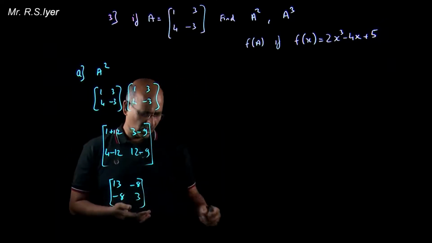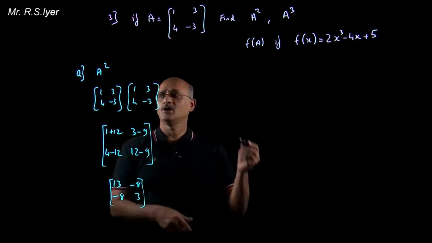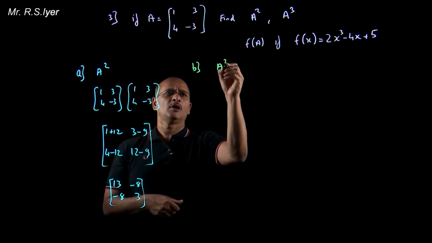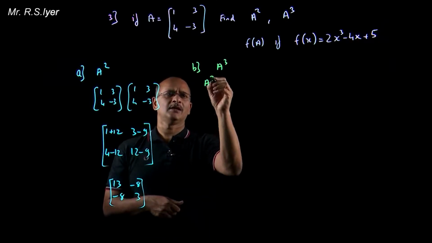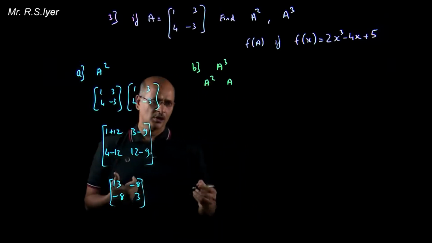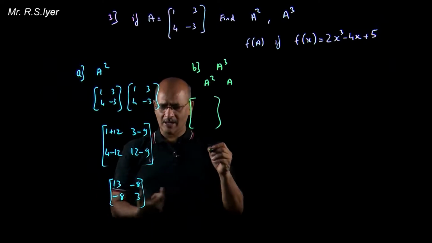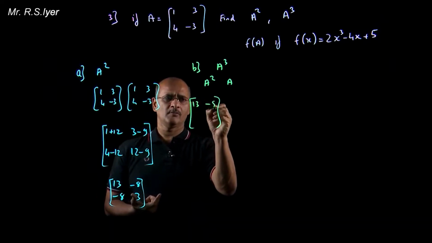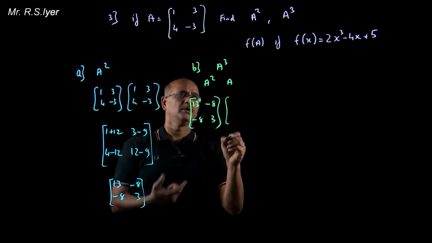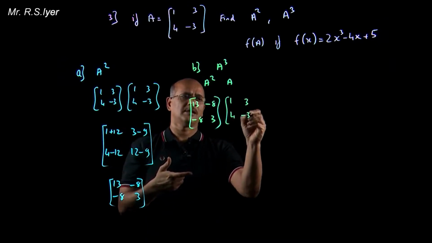So let us get A cube. The next part is finding A cube. So A cube, I will write here B section, A cube. Now A cube, you can say it is A square into A, because A cube you can just bifurcate in this way. So A square, I already got A square right now, so I am going to use this part. So it will be [13 minus 8; minus 8 3] into A. Now what is A matrix given to you, [1 3; 4 minus 3].